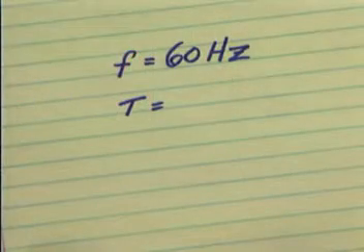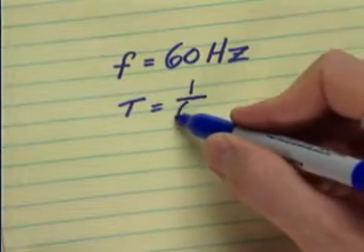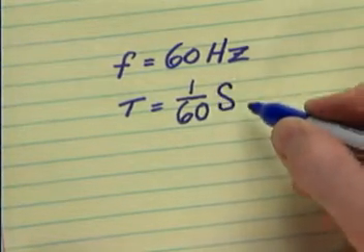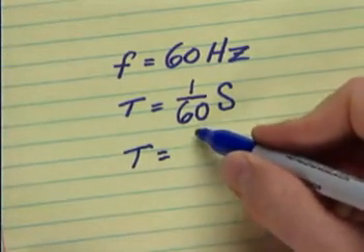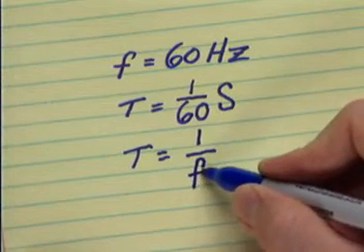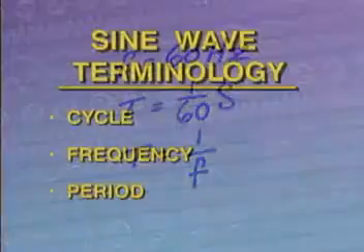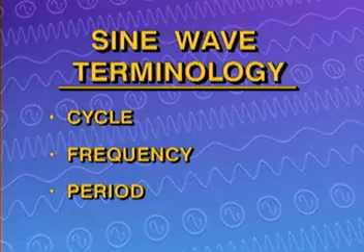If the frequency is 60 hertz, or 60 cycles per second, then 1 period, the time it takes to produce just 1 cycle, would be 1/60th of a second. The period of any given AC cycle can be determined by dividing 1 by the frequency. The formula reads T equals 1 over f. Become familiar with these 3 common AC terms.